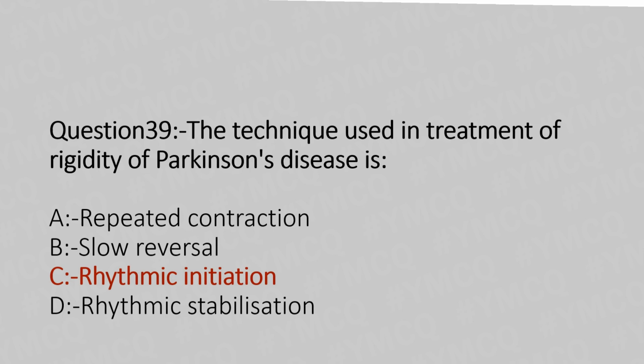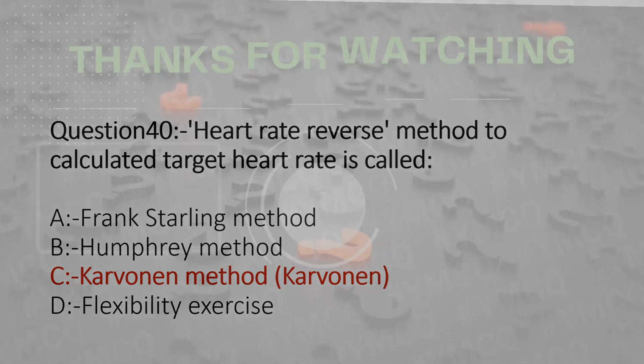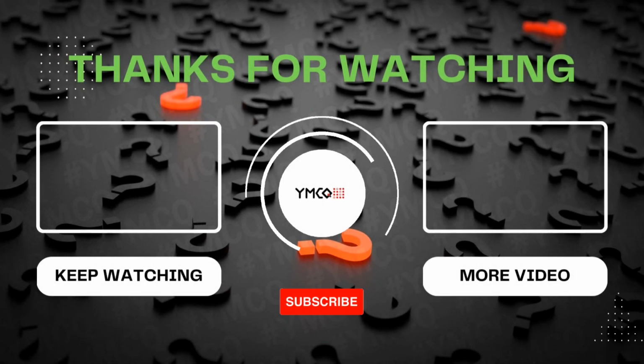Now let's move to question number 40. Heart rate reserve method to calculate the target heart rate is called: option A, Frank-Starling's method; option B, Humphrey method; option C, Karvonen's method; option D, flexibility exercise. And the answer is option C, Karvonen's method. So that's all for today in part 2.